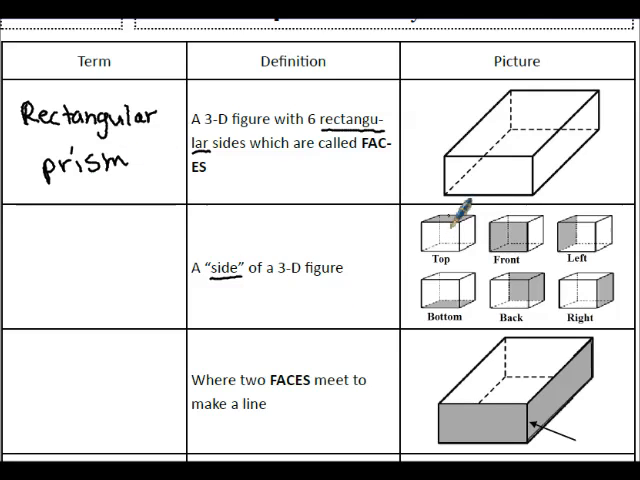A side of the 3D figure, so you could have the top, bottom, front, back, left, or right of a rectangular prism, and one of these sides is called a face. If I highlight one of these, just this rectangular side is called the face. Where 2 faces meet to make a line, that is called an edge of the rectangular prism.